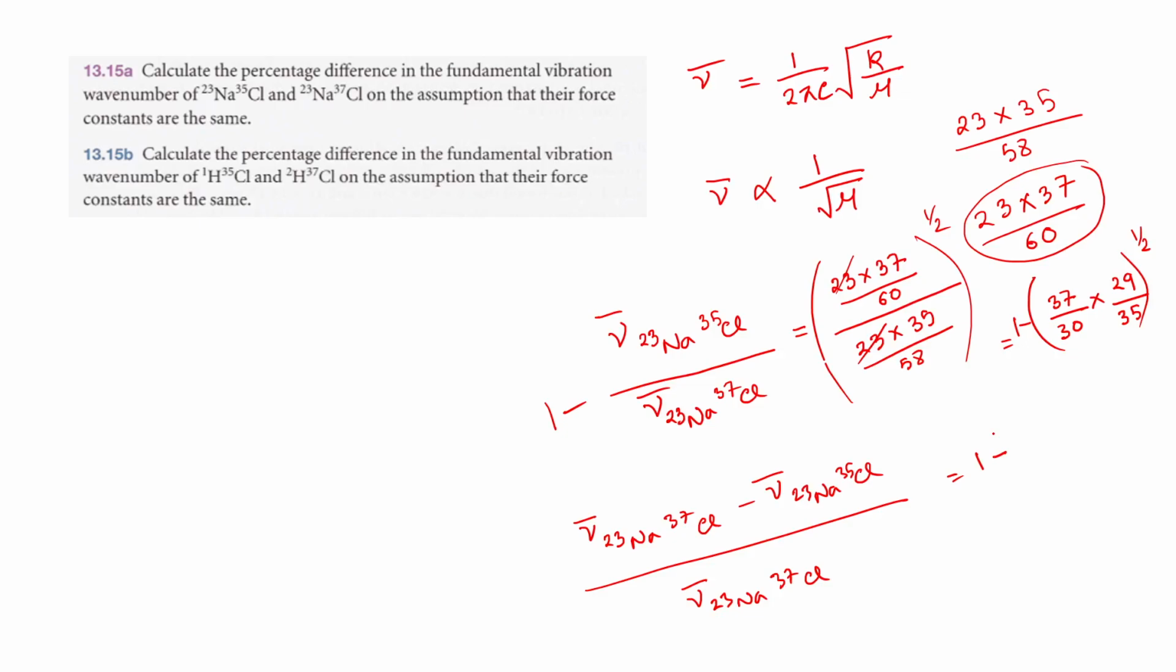If I use my calculator, this is 37 into 29 divided by 30 divided by 35. That is 1.02 to the power of 0.5.